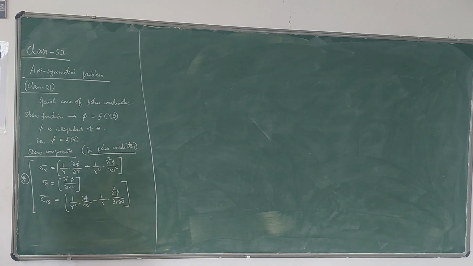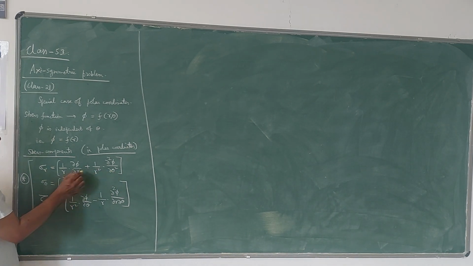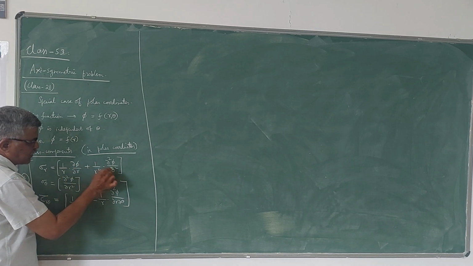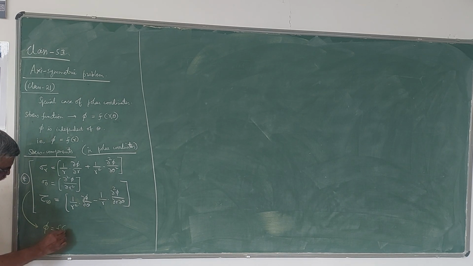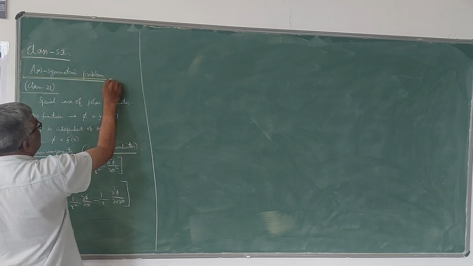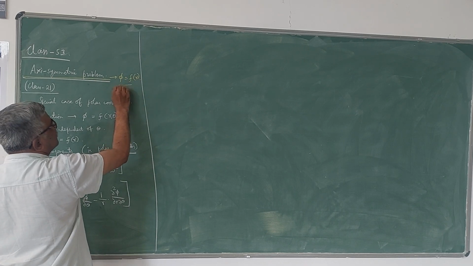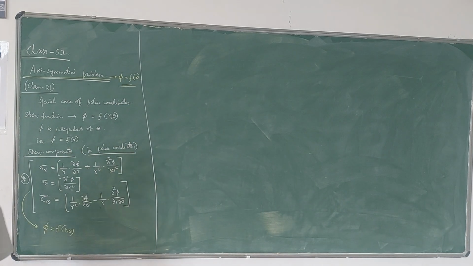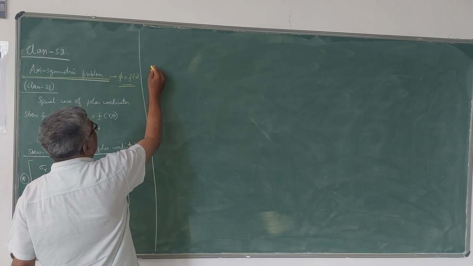When phi is a function of both r and theta, you can see derivatives of phi with respect to both r and theta exist here. Correct? So this is when phi is a function of both r and theta. But an axi-symmetric problem is a problem in which phi depends only on r. It doesn't depend on theta. So these equations will be reduced still further.